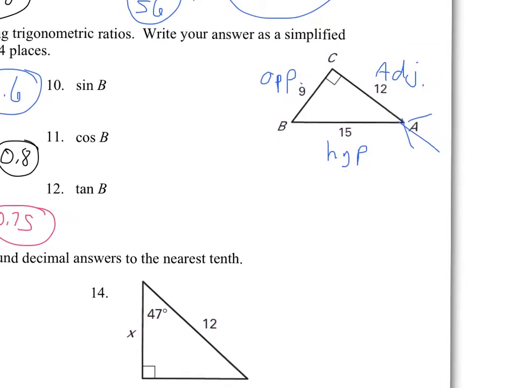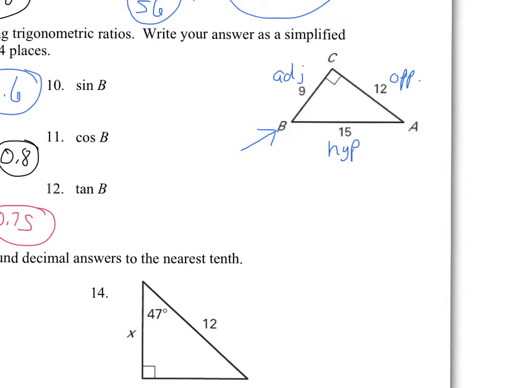Okay, now we got to change our point of view because now we're looking at it from angle B. So I need to go back and erase some of these things. Okay, so now we're going to look at this triangle from angle B's point of view. 15 is still the hypotenuse, but now 12 is the opposite side and 9 is the adjacent side. So it depends what angle you're looking from.